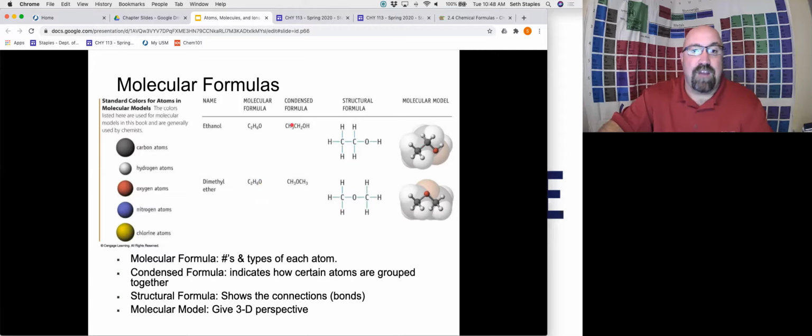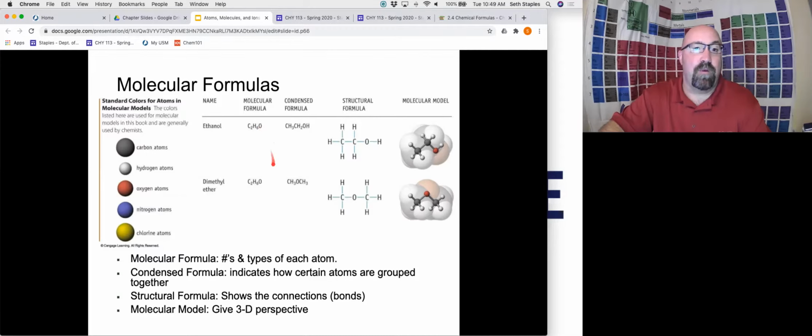And so you'll see if you actually count up the atoms in the condensed formula, it adds up to the same thing that the molecular formula does. We have 2 carbon atoms, C2, 1, 2, 3, 4, 5, 6 hydrogens, H6, and 1 oxygen, O. And then dimethyl ether is another example here, C2H6O. You'll notice the same exact molecular formula.